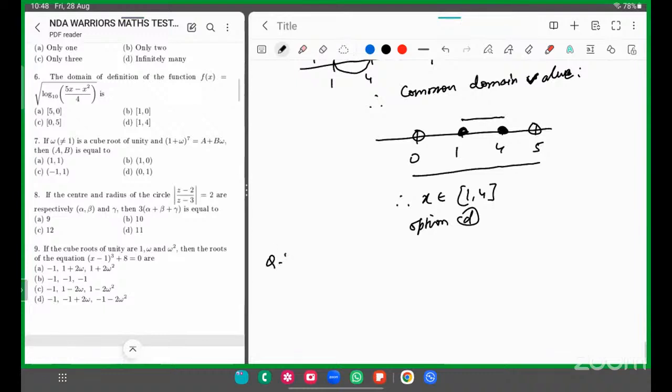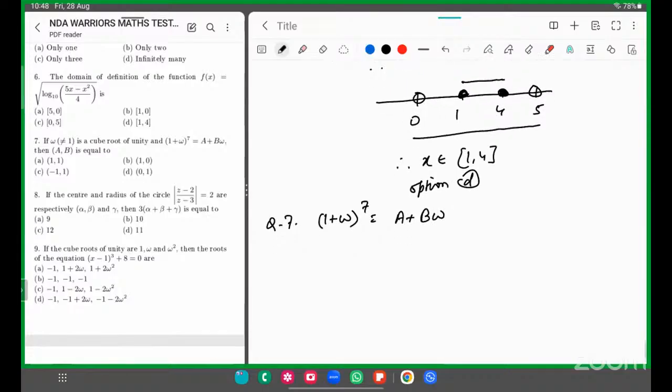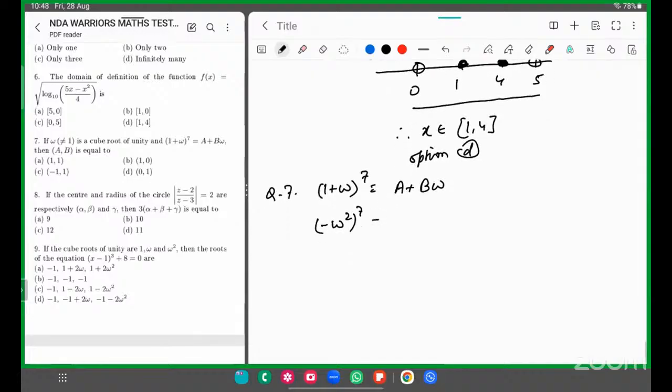Question number 7. 1 plus omega raised to power 7 is equal to a plus b omega. They are asking us to find the value of a plus b. So we know by the properties of cube root of unity, 1 plus omega is equal to minus omega square. Minus omega square raised to power 7 is equal to minus omega raised to power 14, that is equal to minus omega square. Minus omega square can again be written as 1 plus omega only.